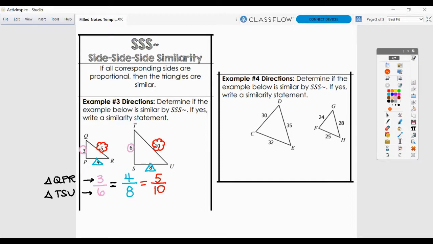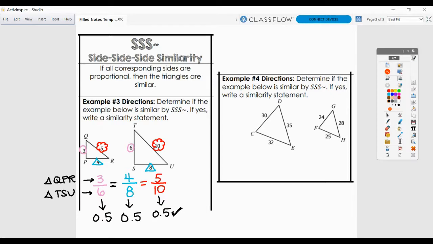I want to go ahead and see if I get the same decimal when I simplify and do this in the calculator each time. When I do 3 divided by 6, I get 0.5. When I do 4 divided by 8, I get 0.5. And when I get 5 divided by 10, I get 0.5. They're all the same decimal, so that means they're all the same proportion and ratio there.